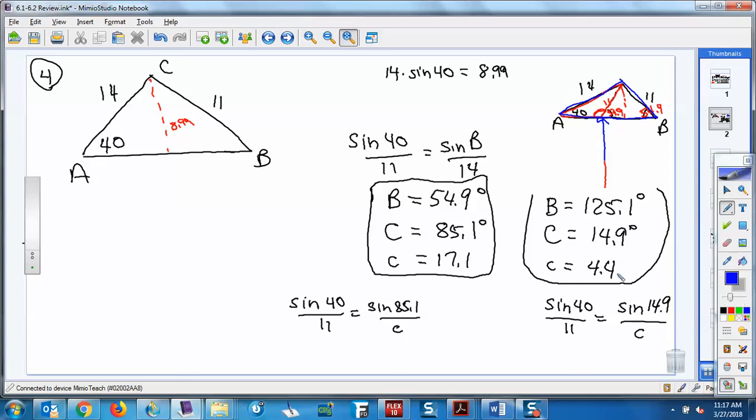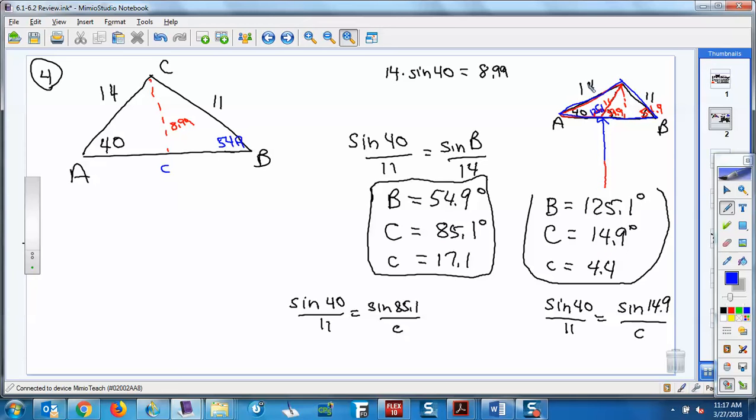Right there. All right, well, once you have 54.9, you know this one is 40. You got 54.9 here. Now you add those up, subtract from 180, get 85.1. On this one, if this is 125.1, you got this plus 125.1, subtract from 180, you got 14.9. So now you got all the angles. So now all you're looking for is this missing side here.